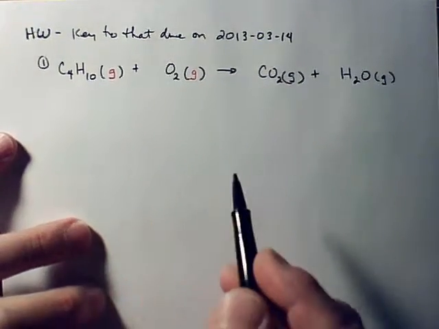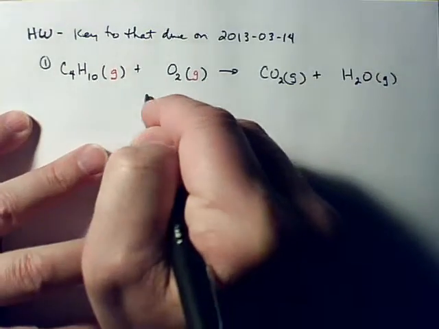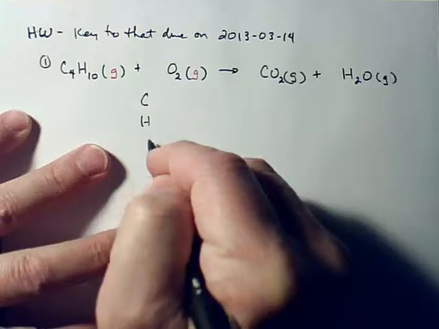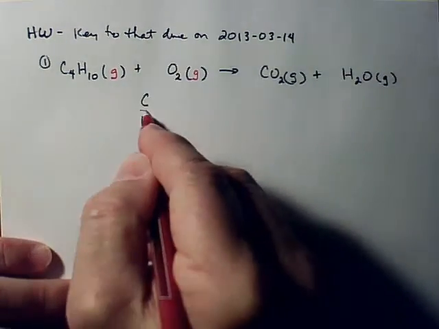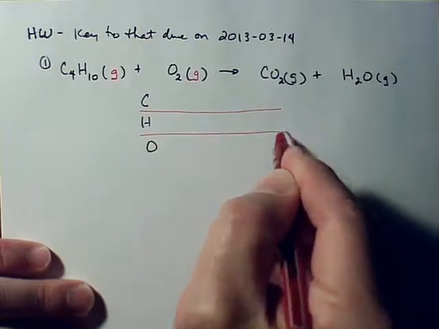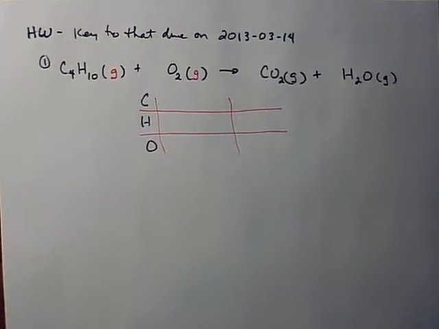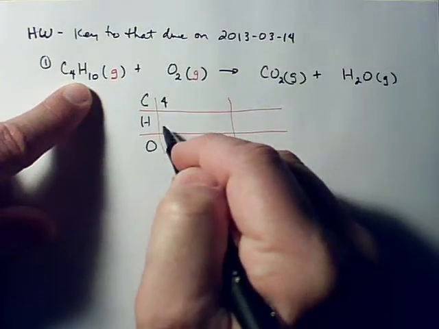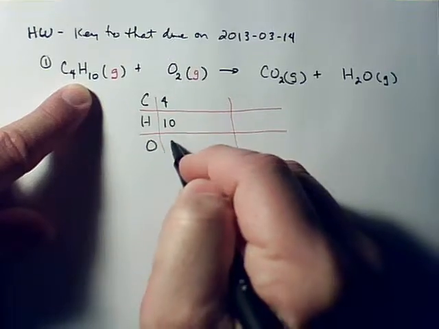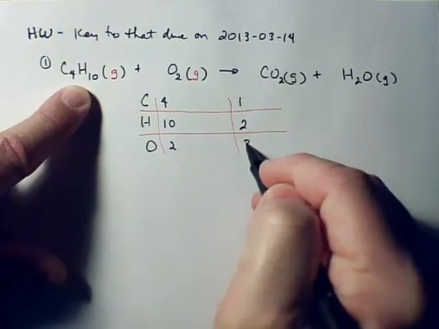Okay? Now we're ready to make out an atom inventory. So we're going to put a C here and an H here and an O here. We're going to build that grid for the atom inventory, or chart, if you like to call it a chart, that's fine. Okay? And then we're going to count all of the elements we have. Okay, we have 4 carbons, we have 10 hydrogens, we have 2 oxygens. Over here it's 1, 2, 3.